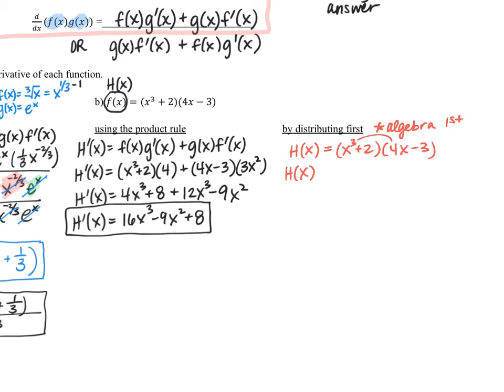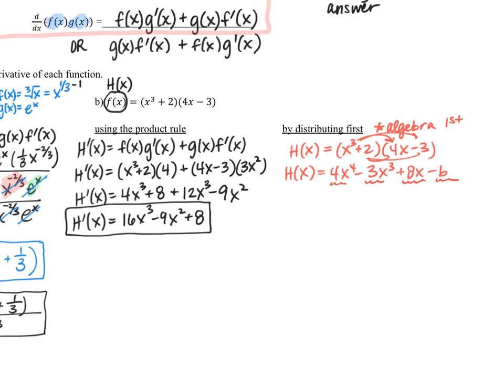So distributing x cubed times 4x, we'll have 4x to the 4th power minus 3x to the 3rd power plus 8x minus 6. And it doesn't look like we have any like terms, so we can't really simplify this any further. But by distributing, see what we've accomplished is now we can see that we have 4 individual terms that are being added and subtracted to one another. So we don't need the product rule here. We'll just go ahead and take the derivative of each individual term. So no product rule needed.